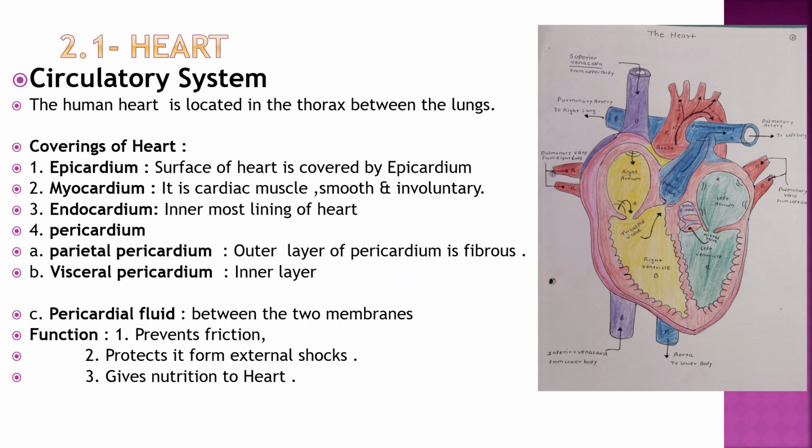Then coverings of the heart, there are four coverings. So here the formula of four. Four coverings: epicardium, myocardium, endocardium, pericardium. Pericardium has two layers: inner visceral and outer parietal layer, and in between that the fluid which is called pericardial fluid is present, and it gives protection and nutrition to the heart.